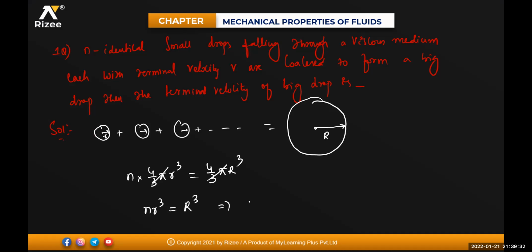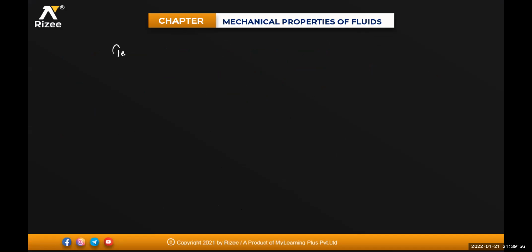That means I can write here capital R is equal to n to the power of 1 by 3 into small r. So this is the relation between capital R and small r. When n droplets combine to form a bigger droplet, the bigger droplet radius can be calculated with the formula capital R is equal to n to the power of 1 by 3 into small r. Now what is the terminal velocity formula, beta? Terminal velocity, you know, is directly proportional to r square, isn't it?